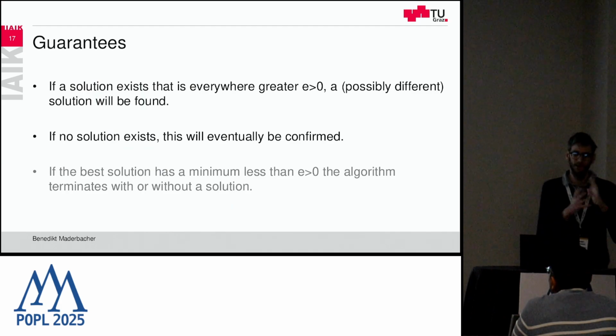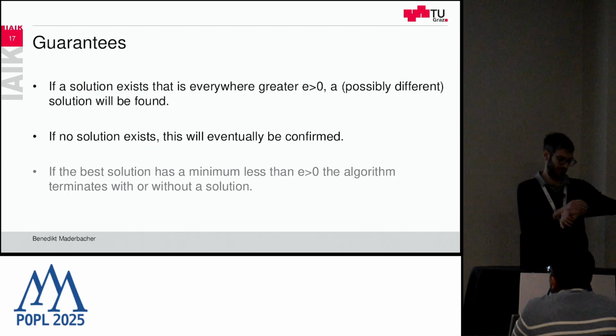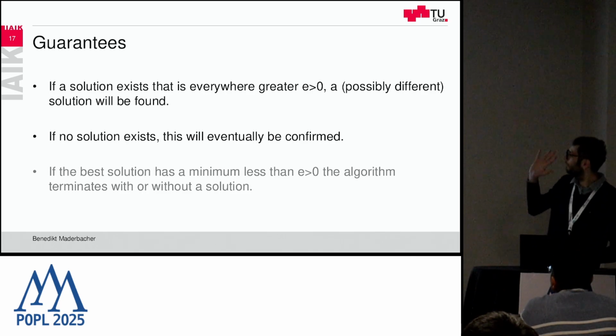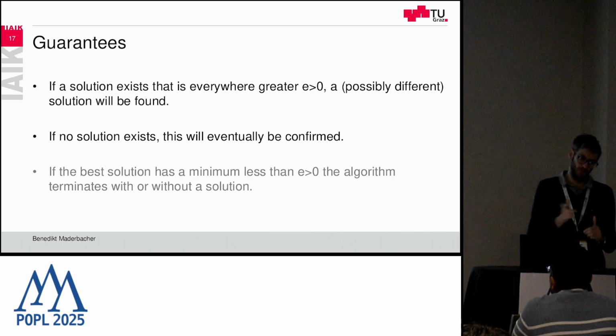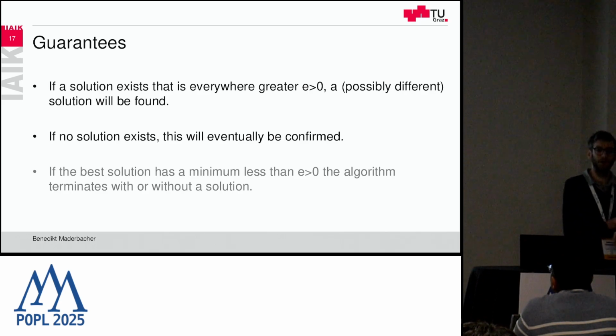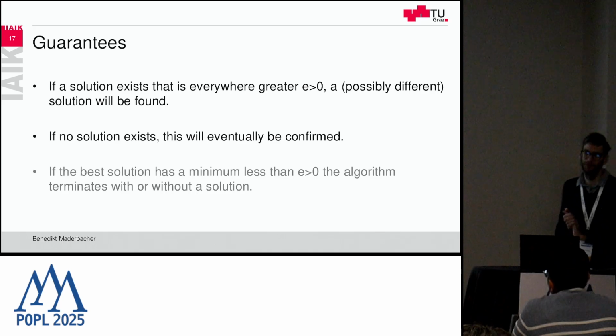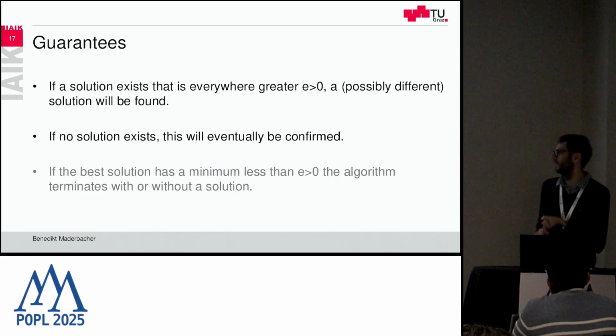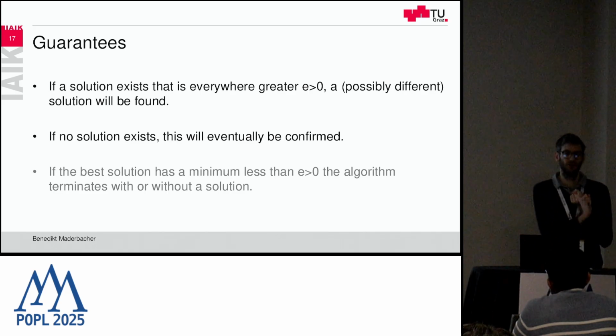So what kind of formal guarantees do we get from this approach? The first one is that we're sound. So if we find a solution and our model has a Lipschitz bound that is not larger than whatever we assumed, then we will find a solution that is correct.